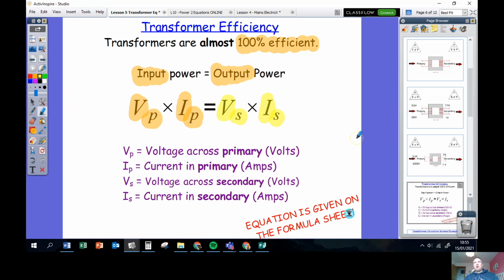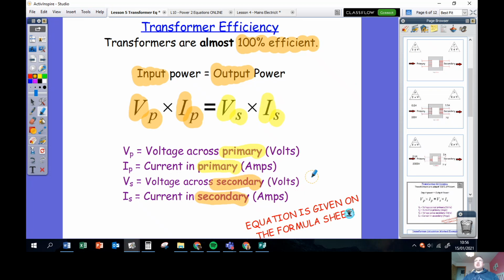That equation looks complicated, but all it's really saying is voltage times current on one side equals voltage times current on the other side. Vp times Ip equals Vs times Is. Voltage on the primary times the current on the primary equals voltage on the secondary times current on the secondary. This is not a learning equation. You will be given this equation on the formula sheet if you need to use it.